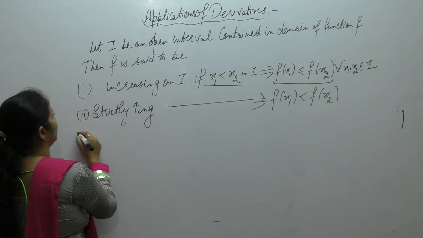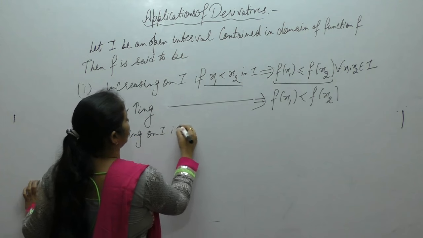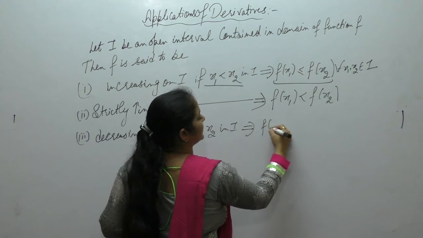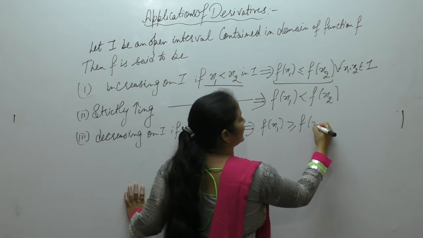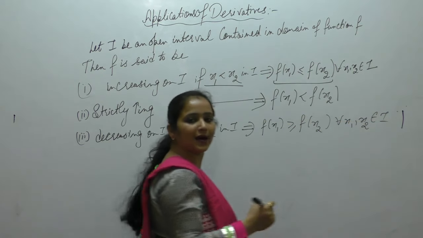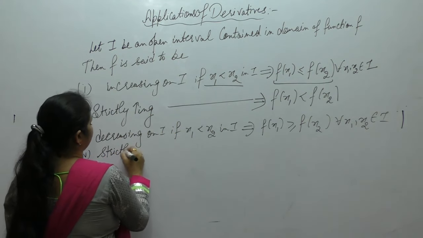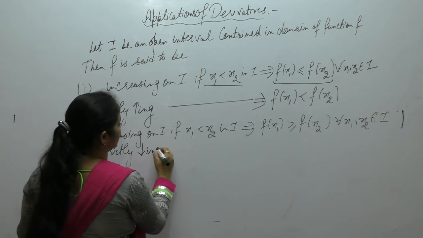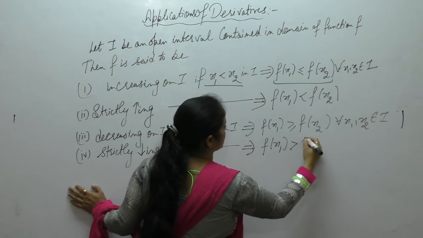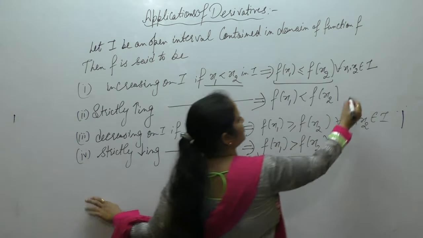Third case is decreasing. Function is said to be decreasing on I if x1 less than x2 in I implies f of x1 is greater than or equal to f of x2 for all x1, x2 belongs to I. Or we can say that function is strictly decreasing if x1 less than x2 implies f of x1 greater than f of x2 for all x1, x2 belongs to I.